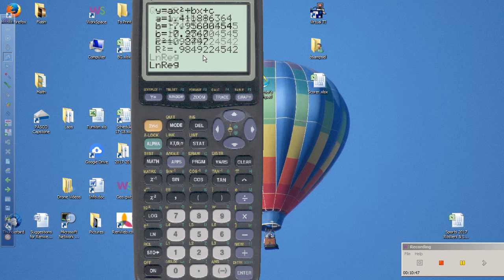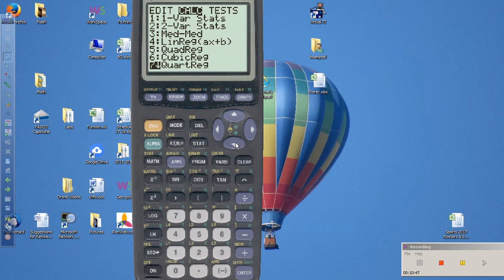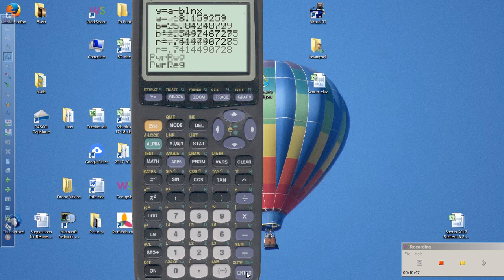Logarithmic, very, very bad model. In fact, it's not even good enough that we could call it a model of the data. But if we were doing logarithmic, this would be the data that fits it best. And let's see, power. So power 0.86, also nowhere near as good as the exponential model.